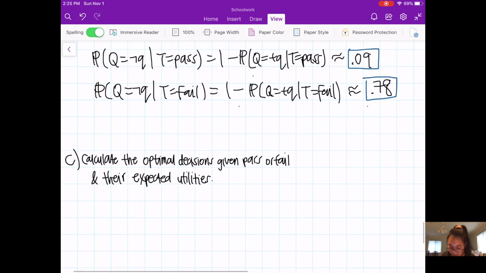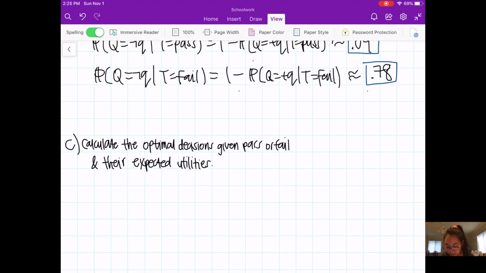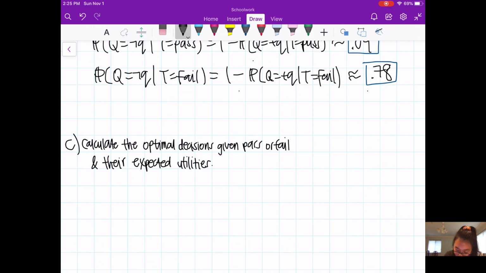Cool. So now we want to calculate the optimal decisions given whether the test passed or failed, and then their expected utility. So whenever we are looking at the optimal decision, we need to take maximum expected utility into account because that's when you actually consider different ones. But before doing that, let's first calculate all the different utilities so we can just look and easily pick from it. So there's 4 different combos. One of them is you buy it, given that the test is actually a pass.